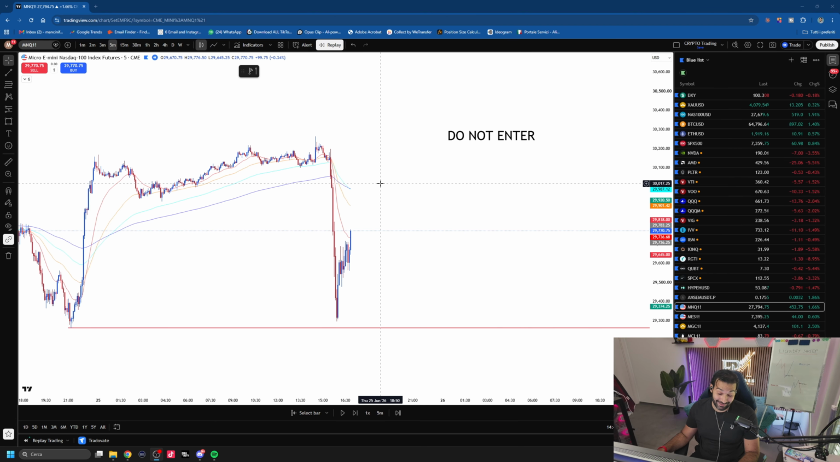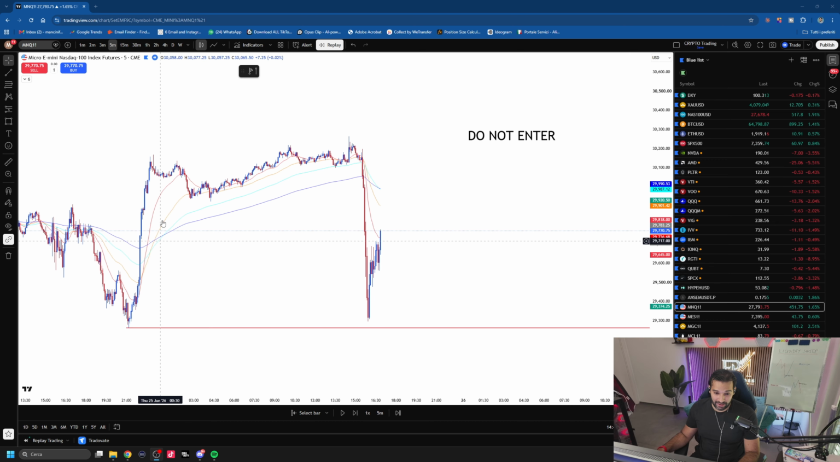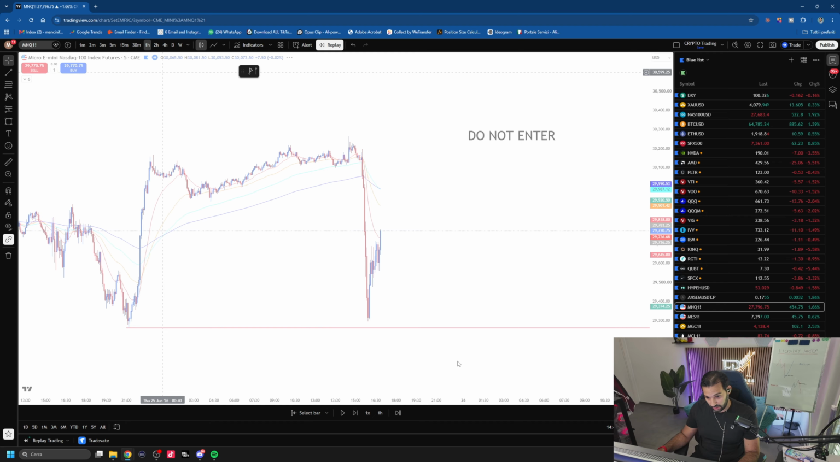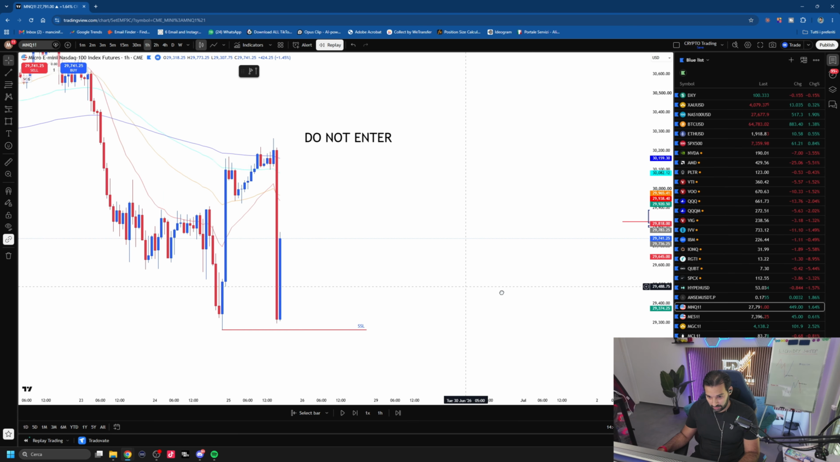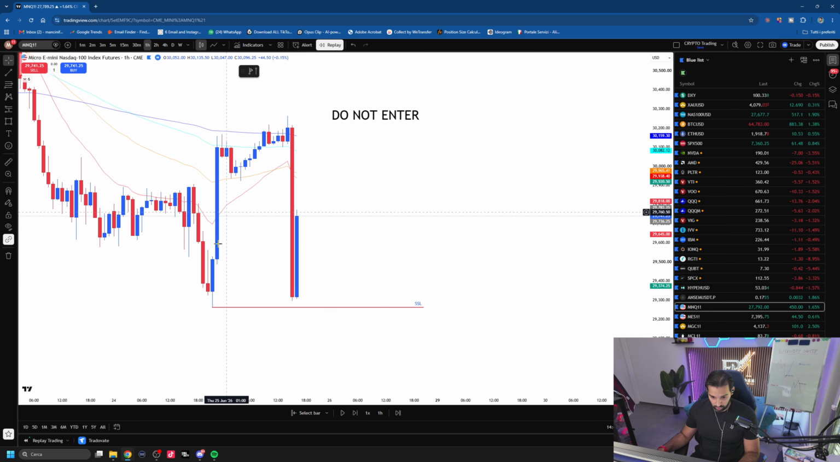Yeah, you do not enter, because this type of market condition is unusual, but it can happen, specifically when there's news around, and it can make traders lose a lot of money because the market is confused and you are confused. So for example, what do we see here? If I go on the hourly time frame, what do I see?